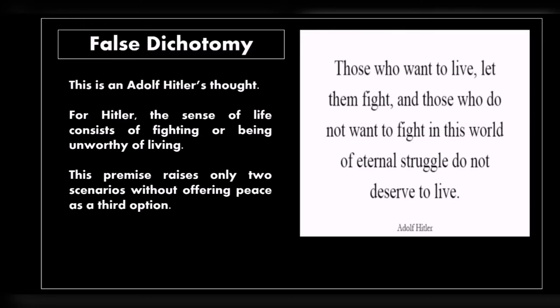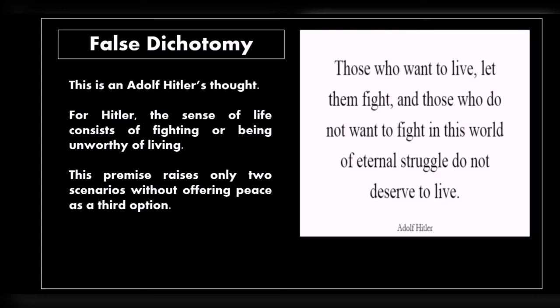False dichotomy. A false dichotomy fallacy is a statement that consists of two possible events without evaluating if there are other options possible. In other words, this is a black or white argument. This is an example of false dichotomy taken from Adolf Hitler's thought. We know that Hitler was a genocidal, but even so, I decided to put this thought as an example. It says, "Those who want to live, let them fight. And those who do not want to fight in this world of eternal struggle do not deserve to live."